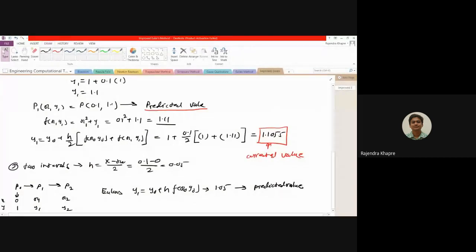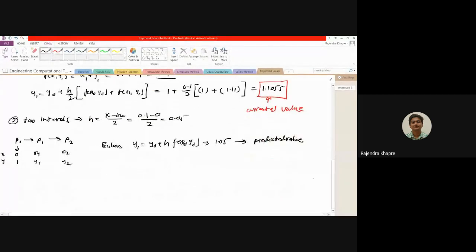You are not supposed to apply correction in the intermediate values. You have to use the same values. The correction has to be applied to the last value only. This is as per the method. So here using Euler's method, x1 is going to become 0.05 and y1 is going to become 1.05 only. You are not supposed to apply the correction in the intermediate values.